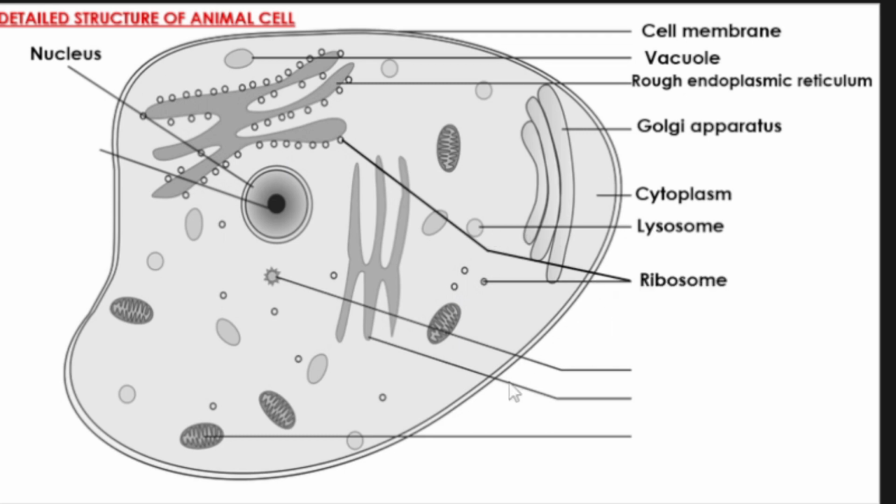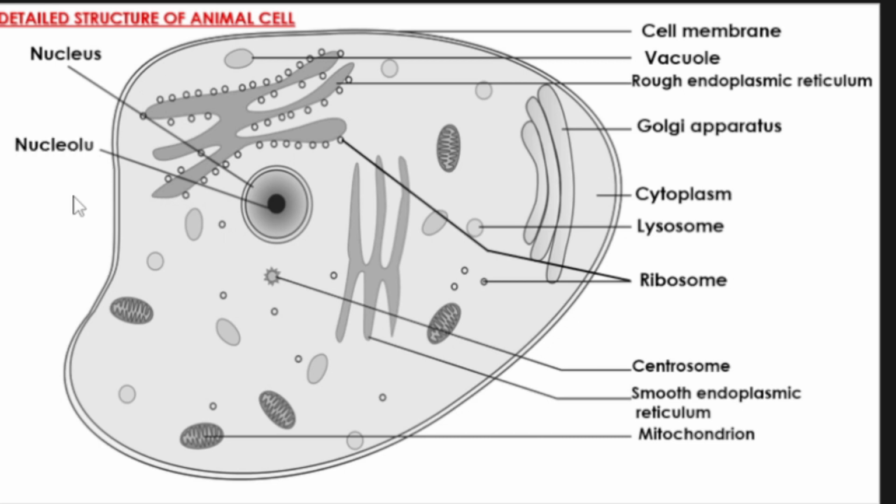Then this part here is called the centrosome. Then this part here is called the smooth endoplasmic reticulum. Then this part here is called the mitochondria. Then the inside of the nucleus here is called the nucleolus. So basically this is how a detailed structure of an animal cell would look, and these are the common parts that you would observe.